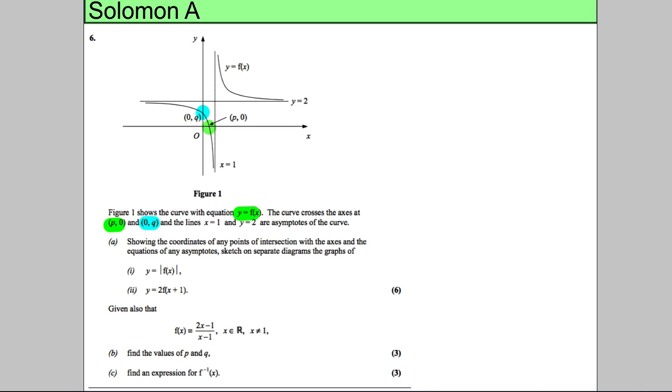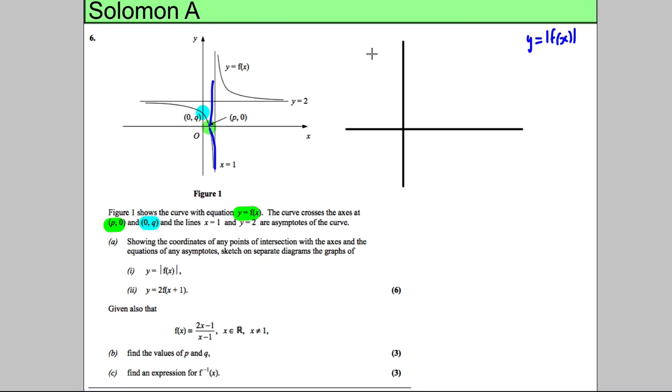y equals the modulus of f of x. I'm going to actually do that over here. So y equals the modulus of f of x. Now you should know what the modulus of a function does. It allows you to have all the function you had before, but anything below the axis will be reflected above the axis like that. So it's going to be this exact graph here, apart from the fact that anything where you've got your f of x being negative is going to be reflected up here to being positive.